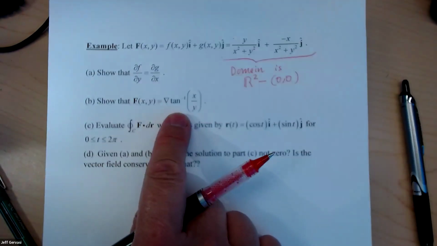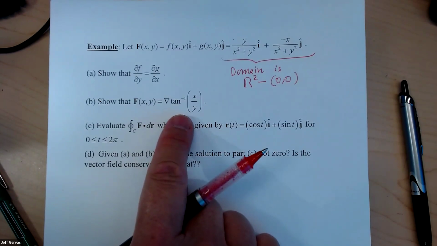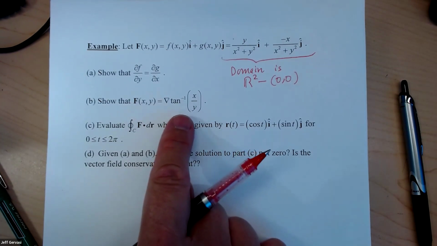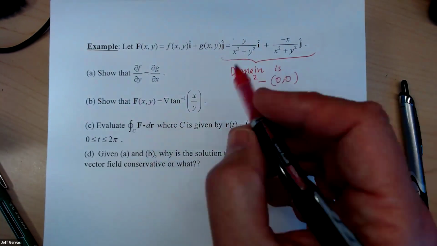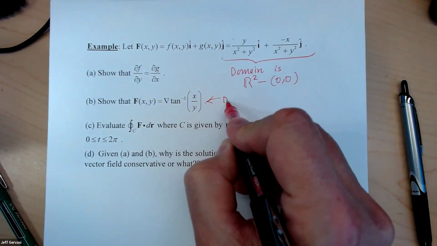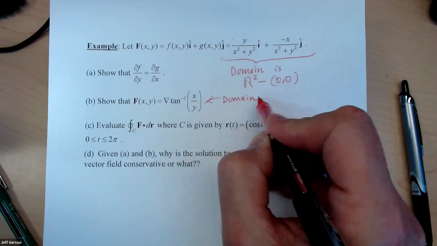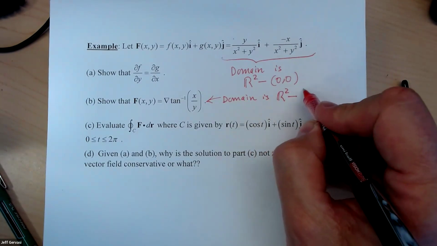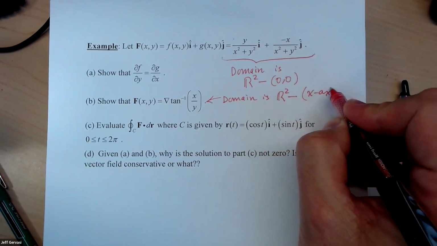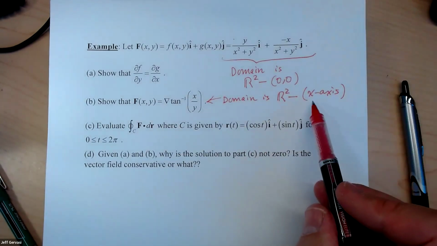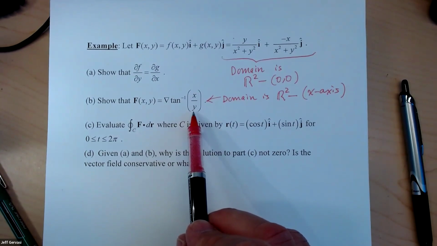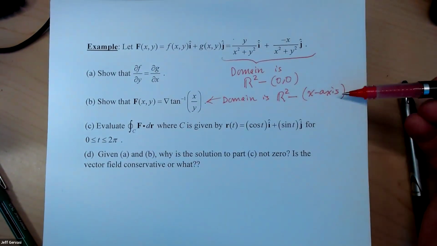Notice for this one right here, what about the inverse tangent function? What can you tell me about that? Right, the inverse tangent function. Gang, this function, its domain is R2 without the entire x-axis, because for any point along the x-axis, y is equal to 0, and you're going to have division by 0 in the argument right here. But notice the domains are different, right?